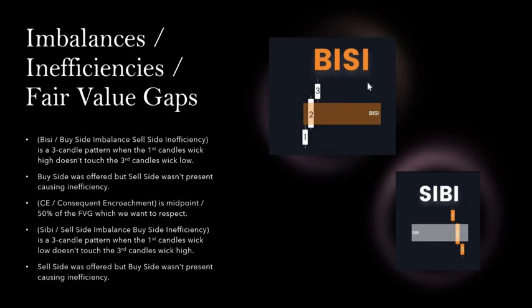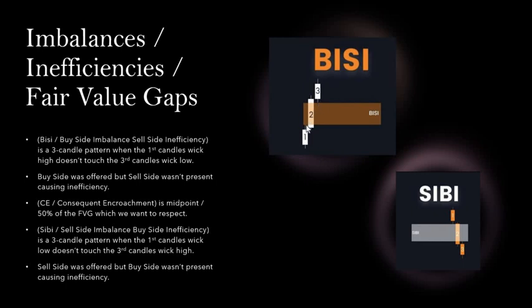Okay, let's go over this. So a BISI, right? This is a BISI here. So it's a three-candle pattern. So 1, 2, 3, three candles in a row going up, going bullish, right? It's a bullish three-candle pattern. And this is when the first candle's wick high doesn't touch the third candle's wick low. This is when they don't touch. You see how they're not touching. And this is creating a gap here. This is creating an imbalance in price here. This is creating an inefficiency in price, right?